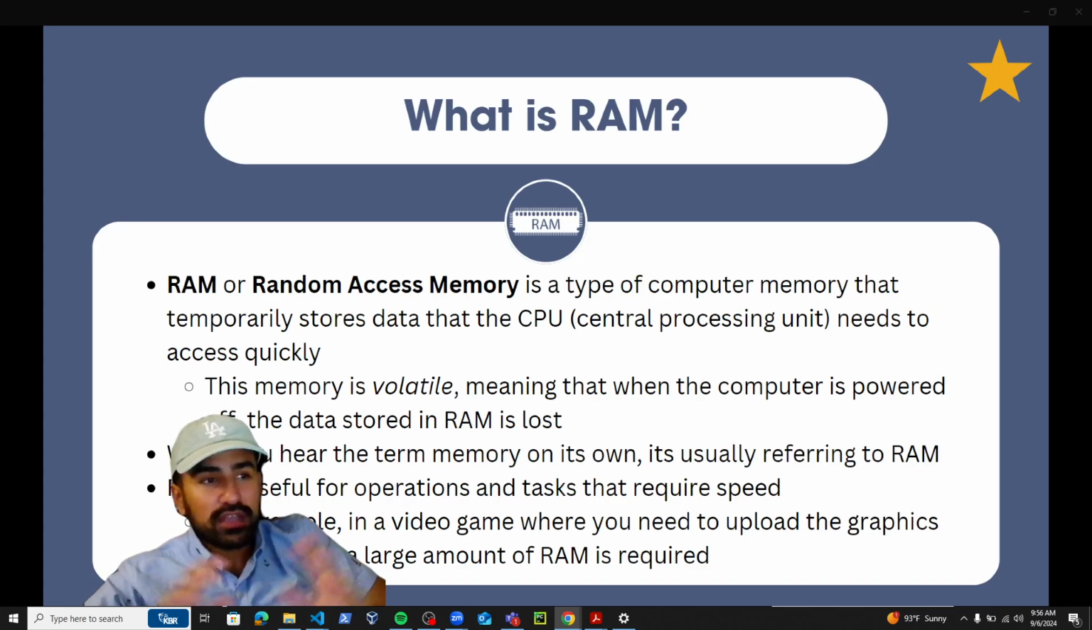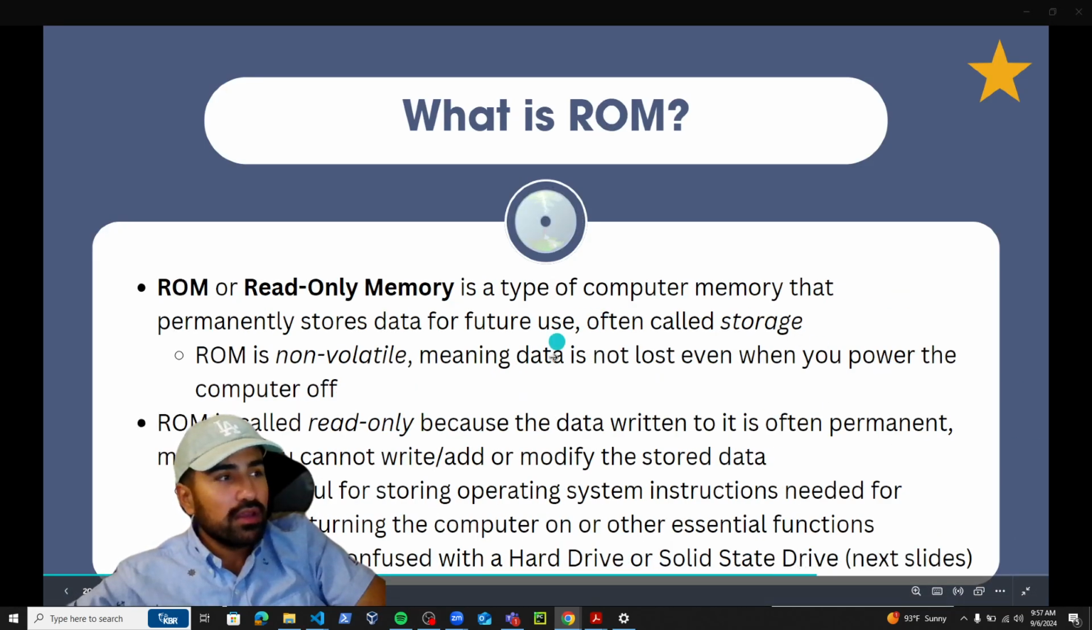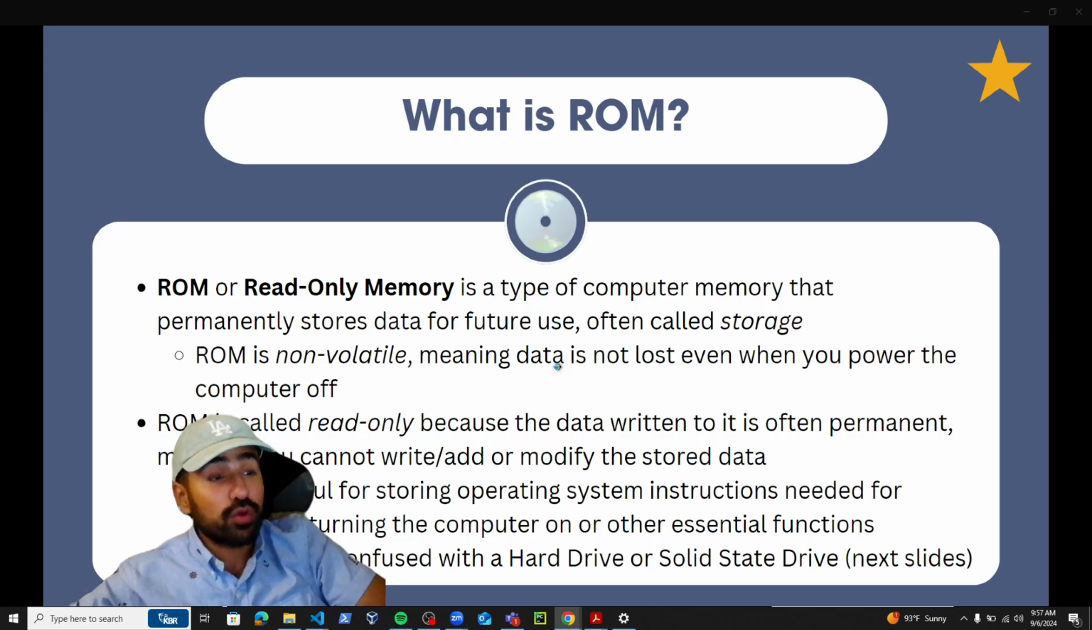So although memory technically is a term that should refer to all types of computer memory, in everyday use, especially around technical people, when they just say memory, they're probably talking about RAM. Now there's ROM. This is when they're talking about storage. So, distinguishing the words: memory is usually RAM. When you say the word storage, you're usually talking about ROM, read-only memory. And we'll also talk about some different types of storage in the next slides.